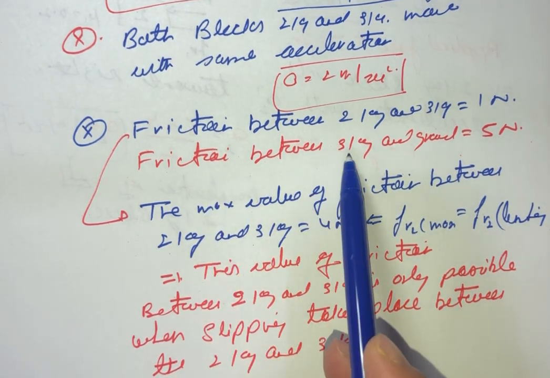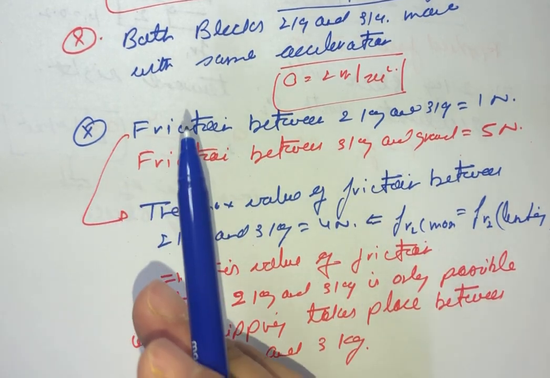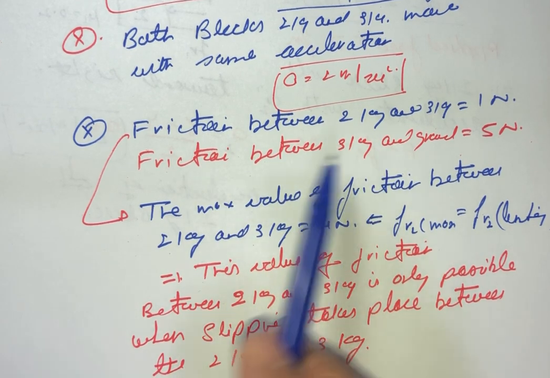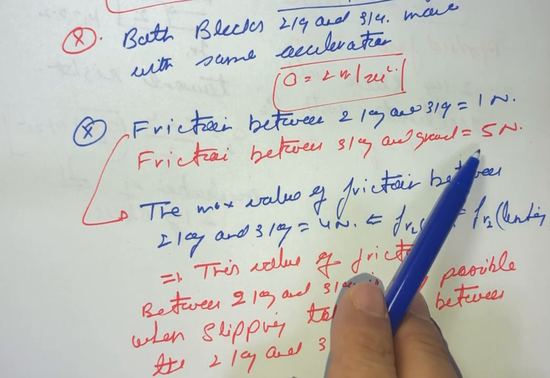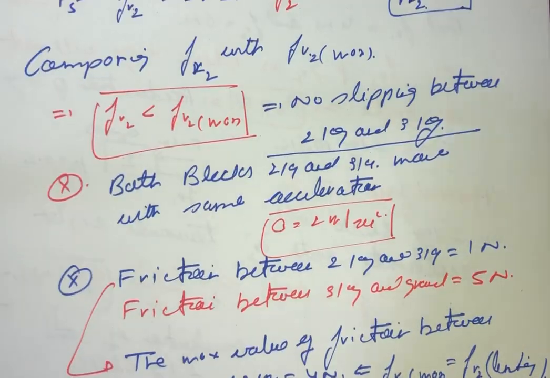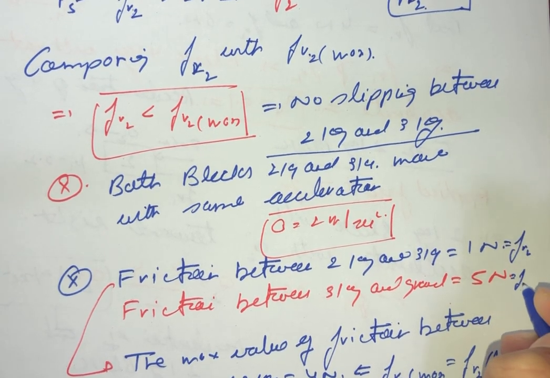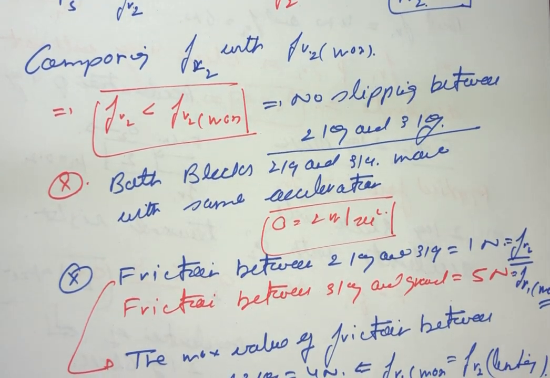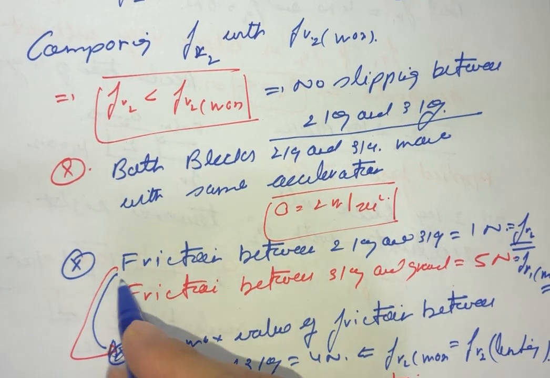And for this 3 kg and ground, we already found out or concluded that as they are moving with the common acceleration, the slipping is going to take place between 3 kg and the ground. So under that condition, this value of the friction will be equal to Fr max. So you can say this is equal to Fr2 and this is equal to Fr1 max. Okay, so this is discussed here in detail, this portion.